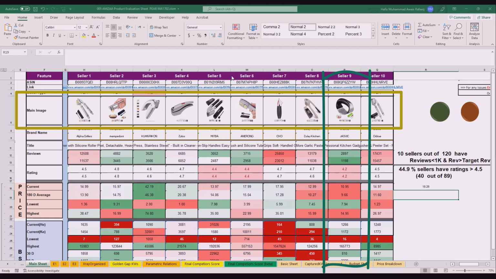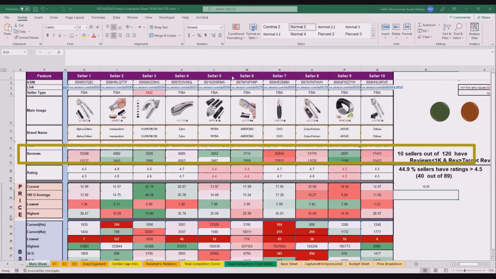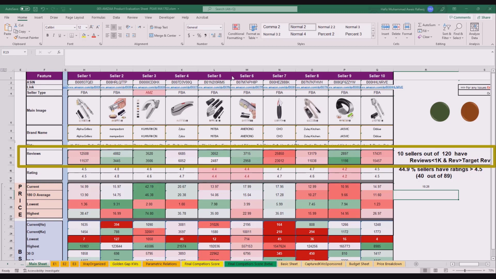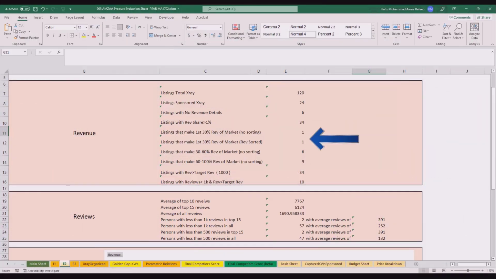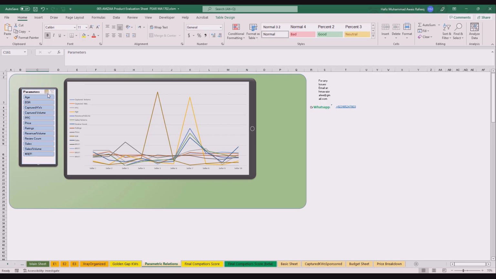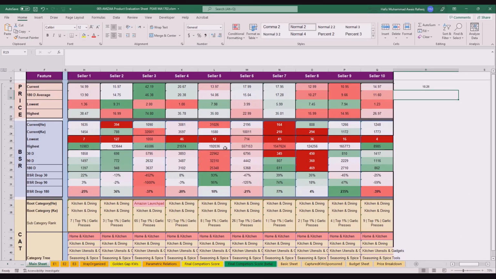This bad rating is due to bad design. In reviews, we study three things: the colors, sellers of our tribe, reviews dependency. Almost 30% of market revenue is captured by only one seller. Here is huge revenue dominancy. In parametric relations, we study relations among many parameters. It is very important to see the price history. If a seller has BSR history of less than 500, then it is a red flag. Avoid this product. Usually in such cases, that product is revenue dominant.